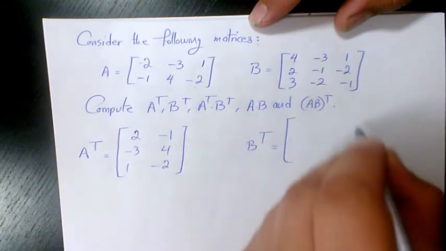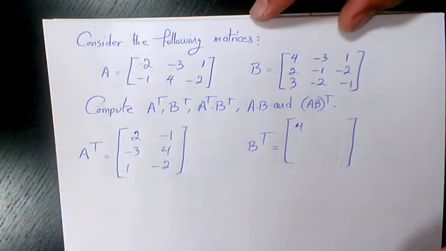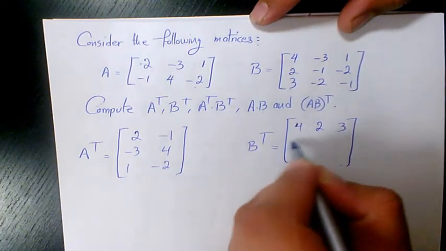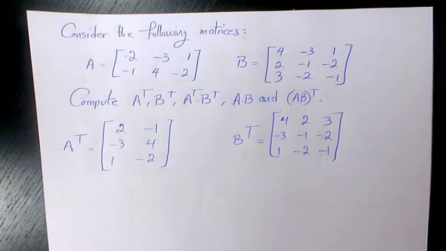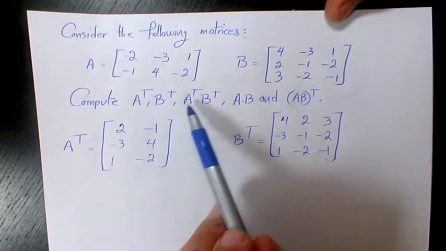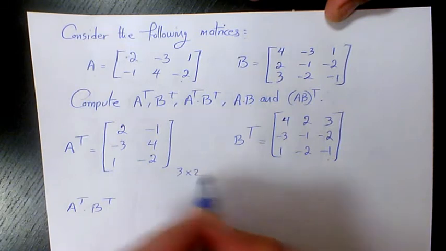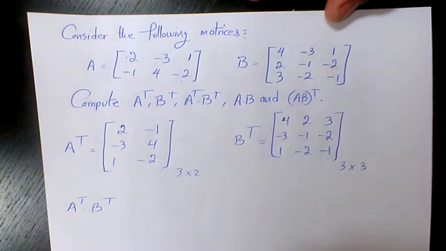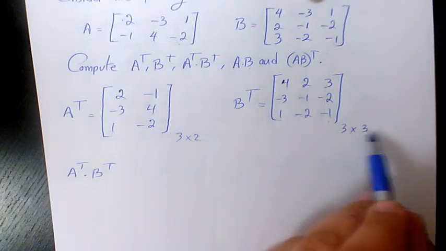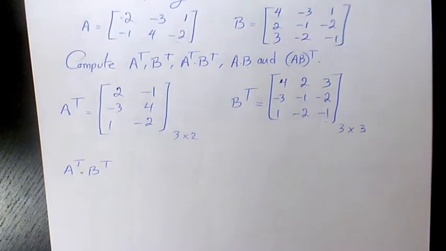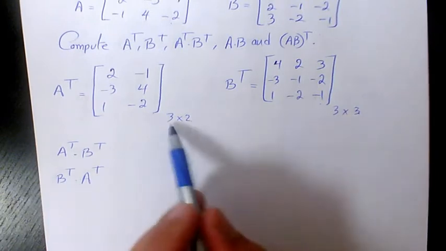Transpose of B is going to be 4, 2, 3, -3, -1, -2, 1, -2, -1. That's 3 by 3, so the transpose is going to be the same dimension. So that's the transpose of matrix B. And then it says find out A transpose times B transpose. A transpose is 3 by 2, B transpose is 3 by 3. So basically we cannot find A transpose times B transpose because it's 3 by 2 and 3 by 3, so we cannot do that. We learned it in the first part of this course. But we can find B transpose times A transpose because B transpose is 3 by 3 and this one is 3 by 2.